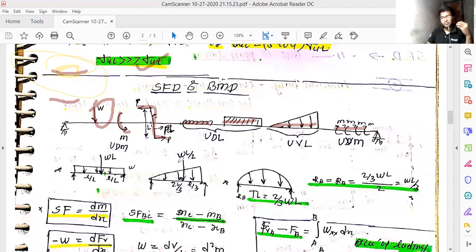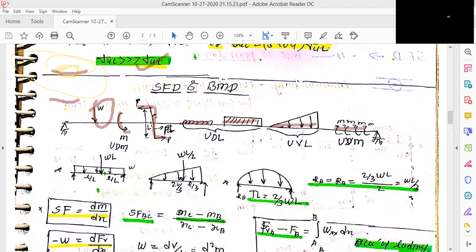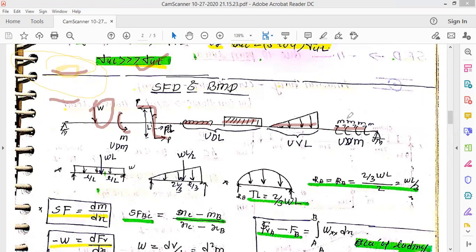First we go for the uniformly distributed load, which is the magnitude of that load multiplied by the entire span, acting at an equal distance from both ends, which is L by 2, L by 2. With respect to the sum of vertical forces, the sum of horizontal forces, and the sum of moments, with these three equations we can find out the two unknown forces.